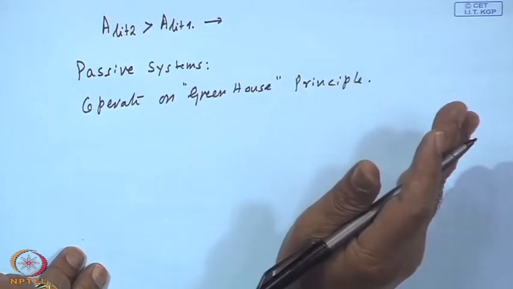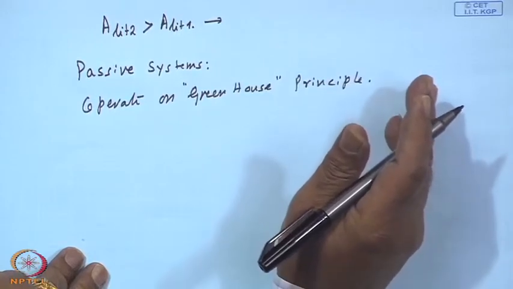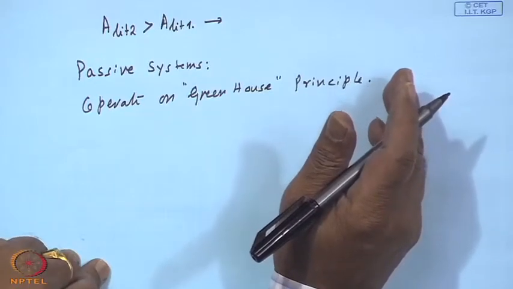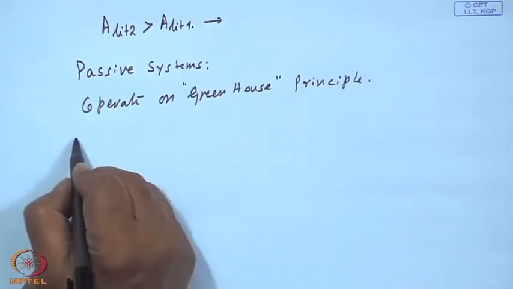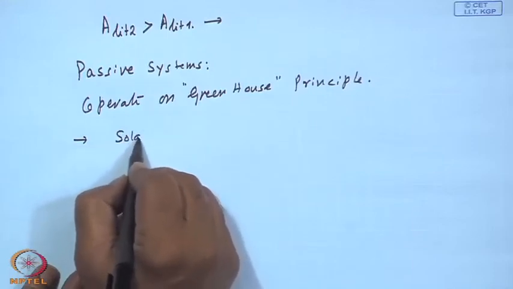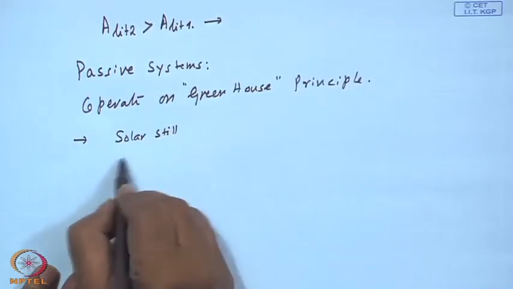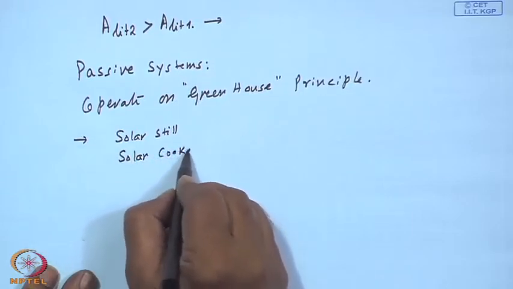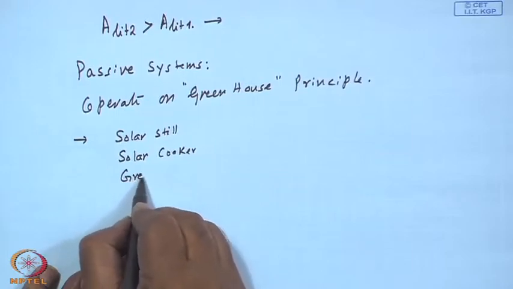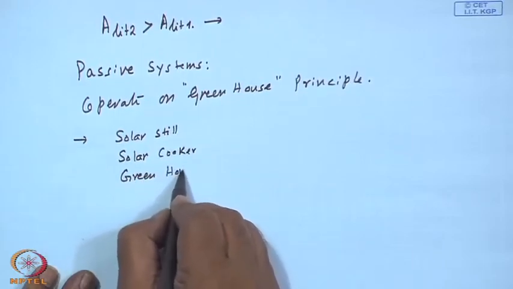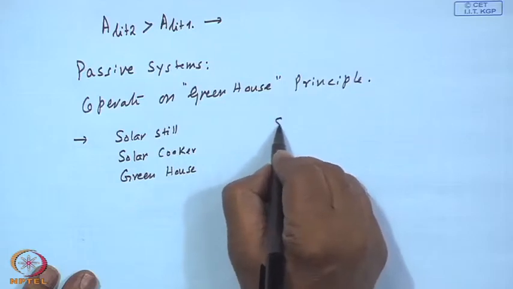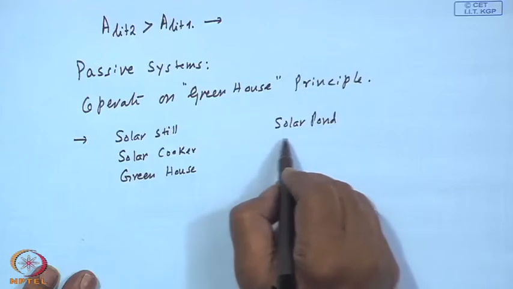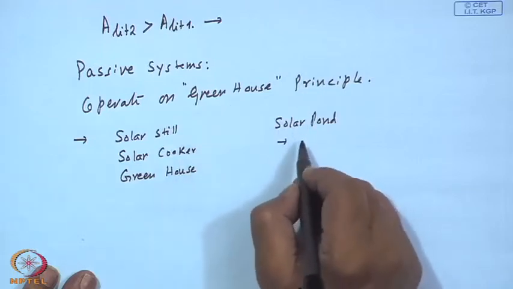You let in the solar radiation, but the emitted radiation at a longer wavelength will not escape, right. It could be a solar still or a solar cooker or the traditional greenhouse itself. Of course, the solar pond comes under a different category, it is not the greenhouse principle.